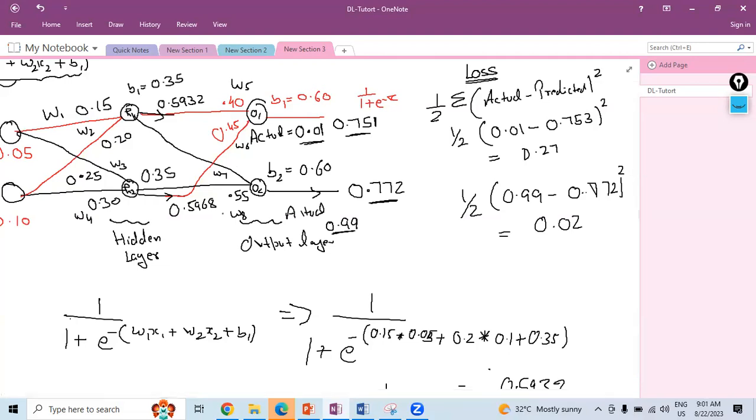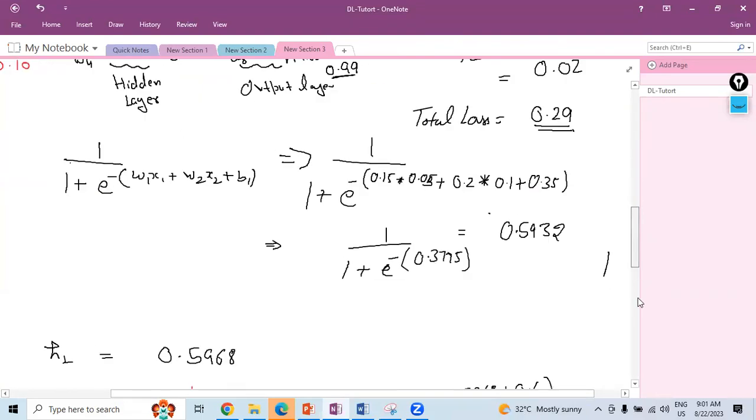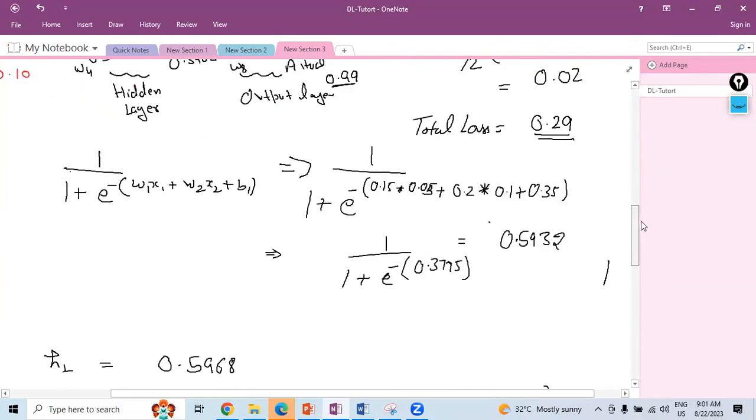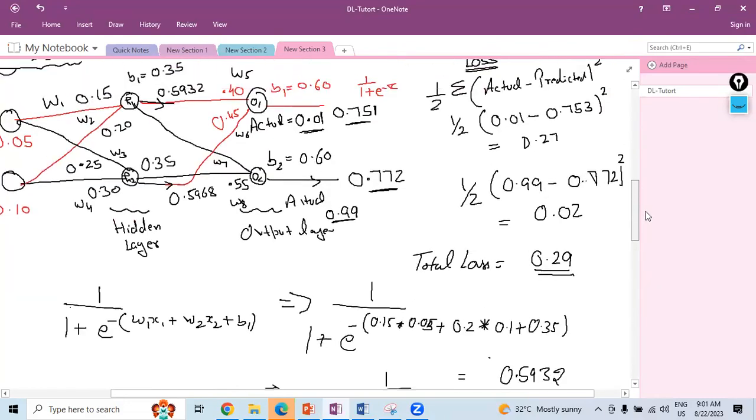So my feed forward is complete, and my second process, which is the calculation of my loss, is also completed. Now I'm calculating the total loss, and my total loss is 0.27 plus 0.029, which will be 0.29. This is my loss. So we have covered all these things. O2 is my 0.7277.